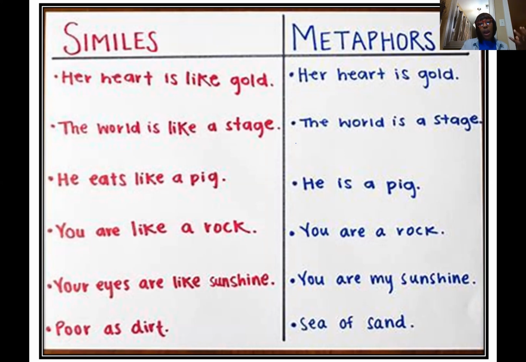We're comparing someone's heart to gold. In similes, we use the word like or as. In metaphors, we take it away. There's no need for it in metaphors. So let's look at our second one.